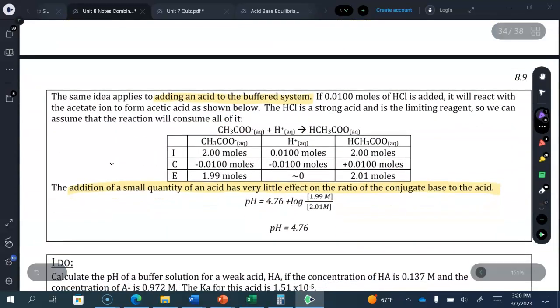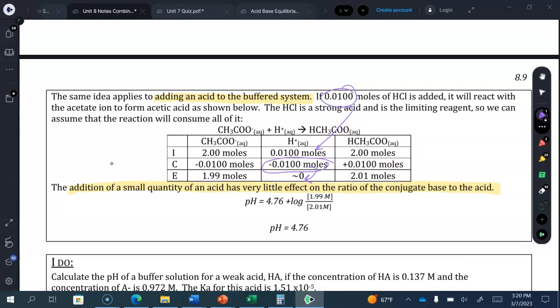The same idea applies to adding an acid to a buffered system. If 0.01 moles of hydrochloric acid is added, it reacts with the acetate ions of the conjugate base to form acetic acid as shown below. Hydrochloric acid is a strong acid and is the limiting reagent, so we can assume that the reaction consumes all of it because it's added in a very small amount. It is all consumed, and so we complete the ICE table from there, where this is our initial amount for the hydrochloric acid or hydronium ion.